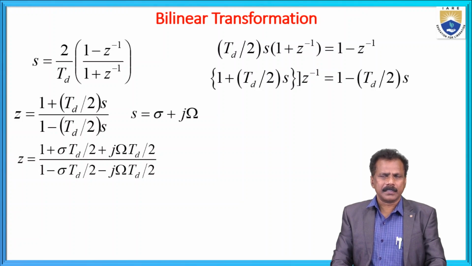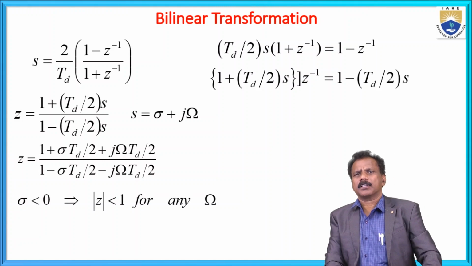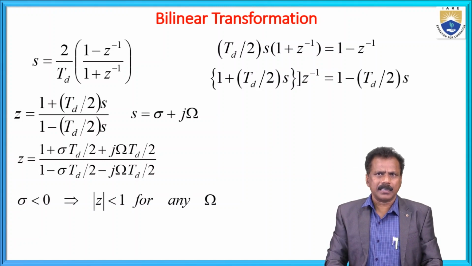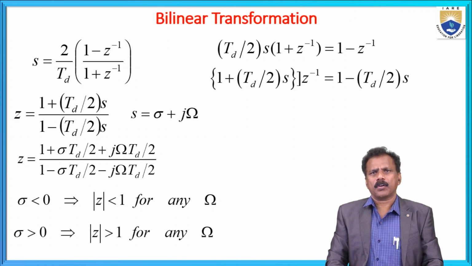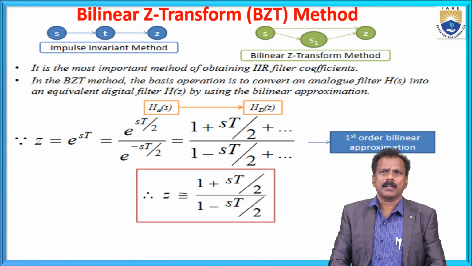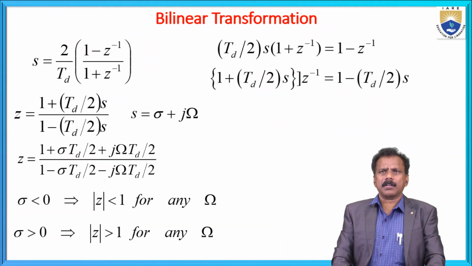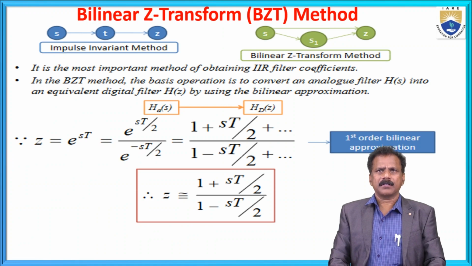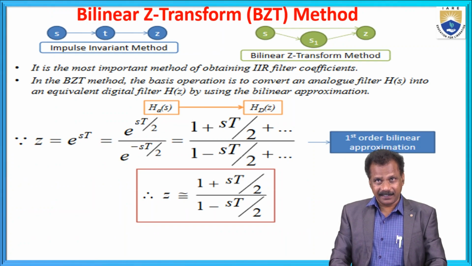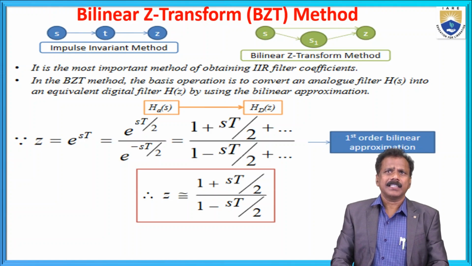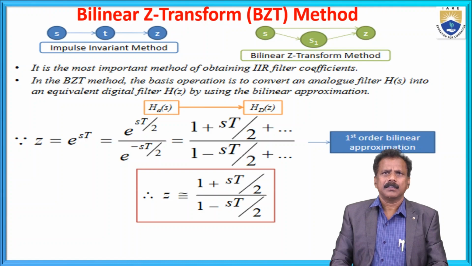Mathematically, where sigma less than or equal to 0, mod z is less than or equal to 1 for any omega. If sigma is greater than or equal to 0, mod z is greater than or equal to 1 for any sigma. Now in terms of this bilinear z transform, or BZT method, we can consider the term s to z, and s to 1 to z, where s to z is the impulse invariance method, and we can compare it easily with the bilinear z transformation method.